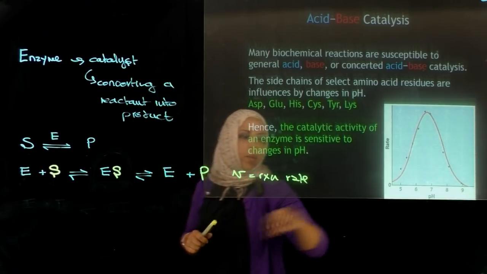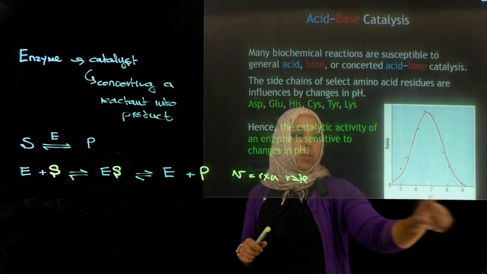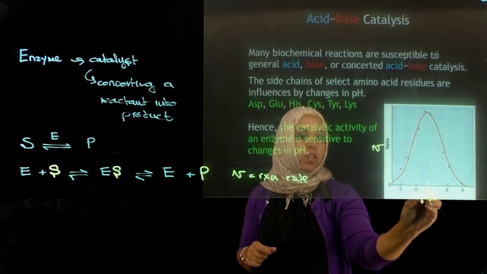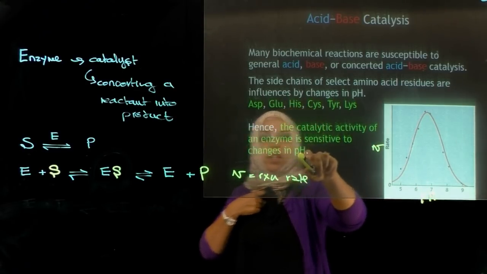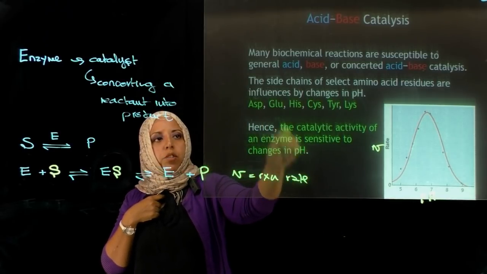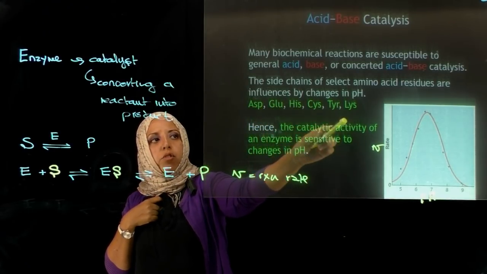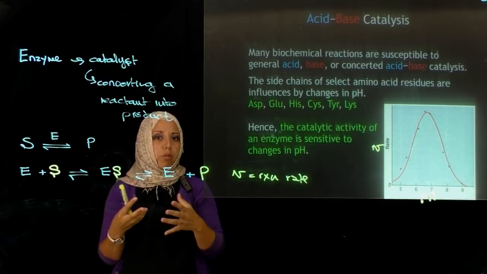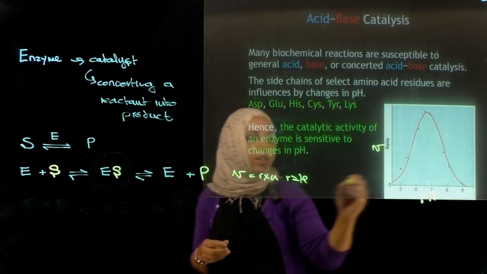So you're measuring the rate with respect to pH changes. So that's the rate, and that's the pH changes. Why pH changes? Because as the pH is altered, the overall charge of the ionizable groups will change. The overall folding of the protein might be affected.